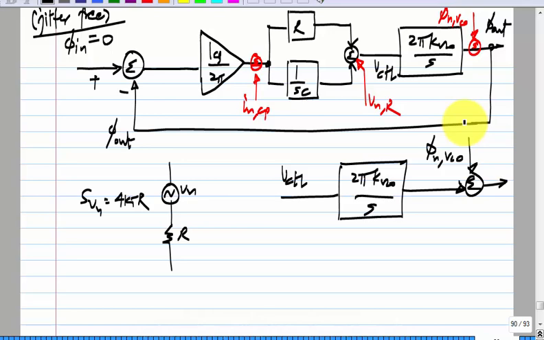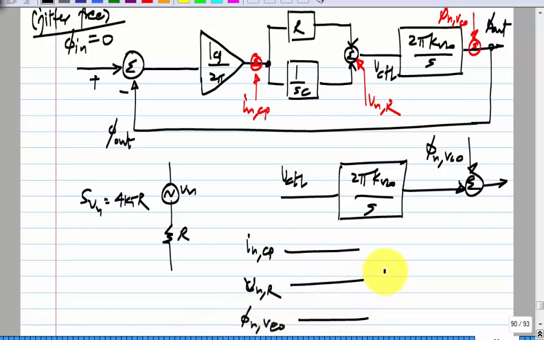So, the spectral densities of INCP and VNR we already know. I mean, it is the noise spectral density of a current source and a resistor, but phi n VCO we do not know. We will consider that, but please calculate the transfer functions from each of these noise sources to the output. Please do that. We have calculated the other transfer functions, so from there you should be able to quite easily calculate this. So, we have the charge pump current noise, this noise and the phase noise of the VCO. Each of these contributes to phi out. So, please calculate the transfer functions.